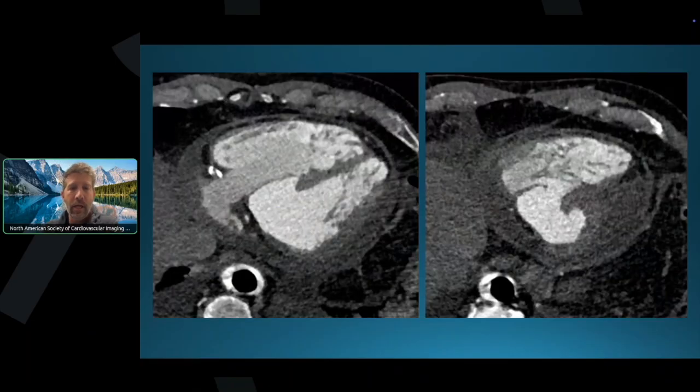Here's a companion case. This is another ischemic VSD. This one is at the basal septum. You see the thinning of that septum and the defect. This patient also had a pseudoaneurysm of that posterolateral and inferior wall of the left ventricle.